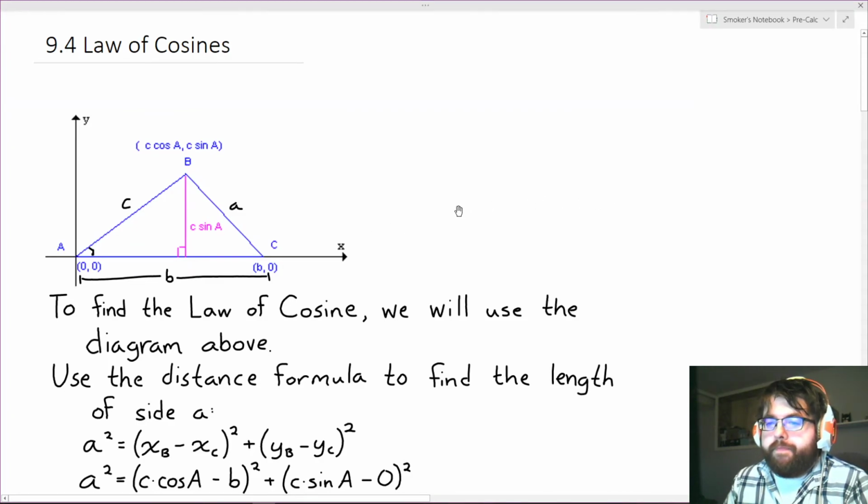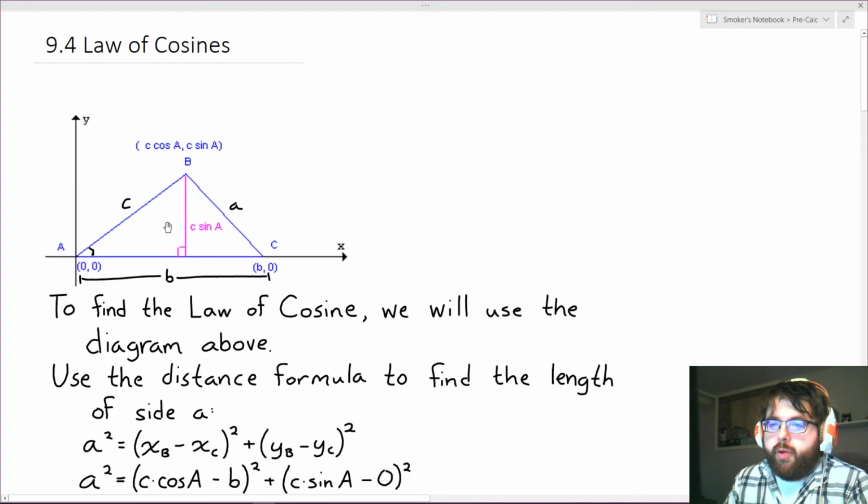Law of cosines. So I'm going to go through a little bit here on how law of cosines comes about. I don't know if you want to call it a proof or just how it works. And then we're going to use it to solve some triangles.